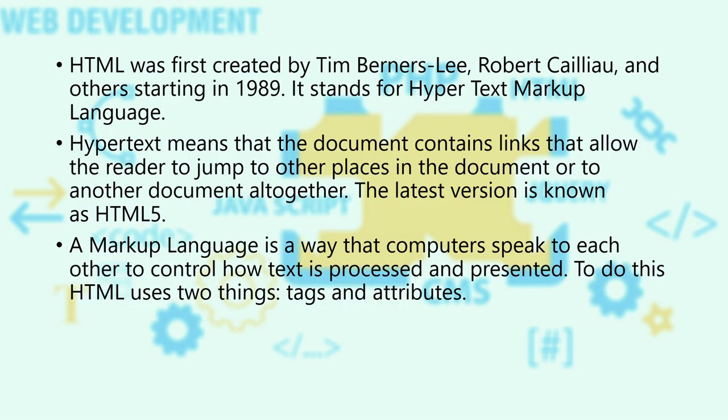HTML was first created in 1989. It stands for Hypertext Markup Language. Hypertext means that the document contains links that allow the reader to jump to other places in the document or to another document altogether. The latest version is known as HTML5. A markup language is a way that computers speak to each other to control how text is processed and presented. To do this, HTML uses two things: text and attributes.